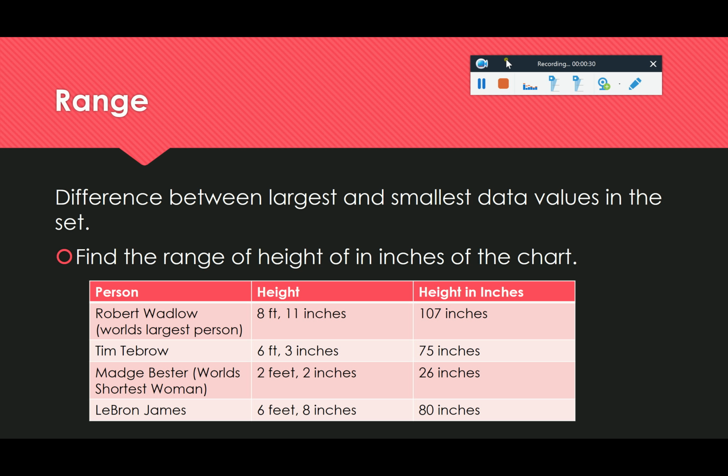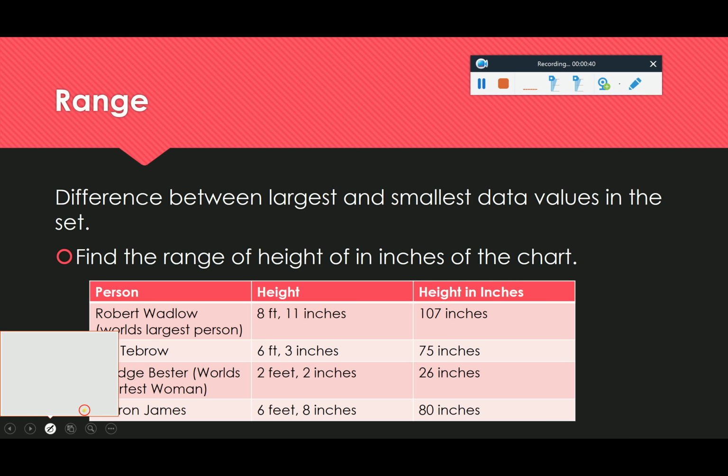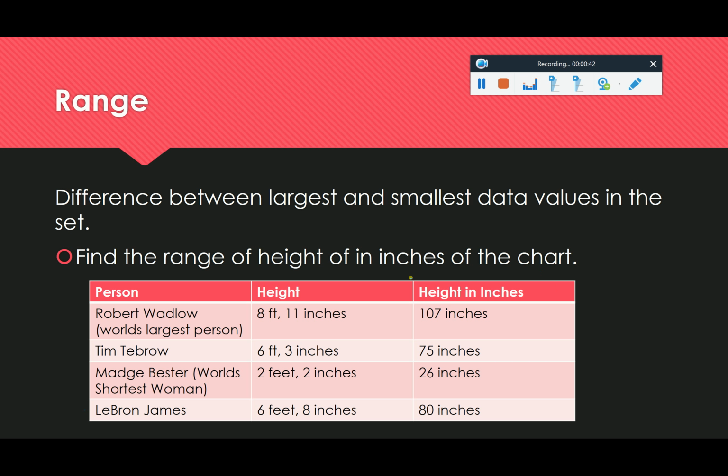So if you wanted to find the range of height in inches in this chart, we would look for height in inches, and your largest would be 107, and your smallest would be 26. And so 107 minus 26 inches would be 81 inches, and that would be your range.